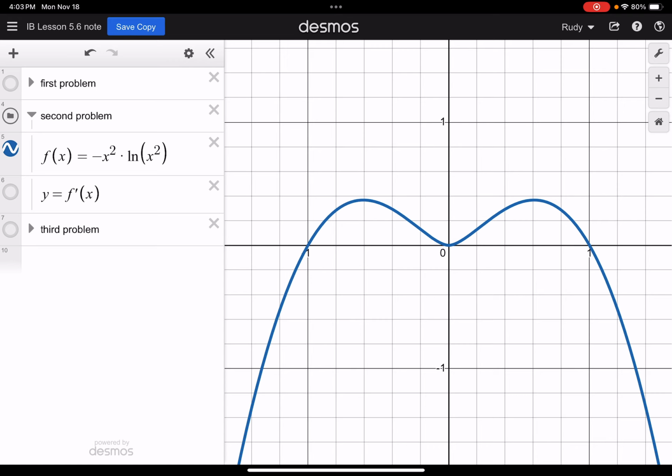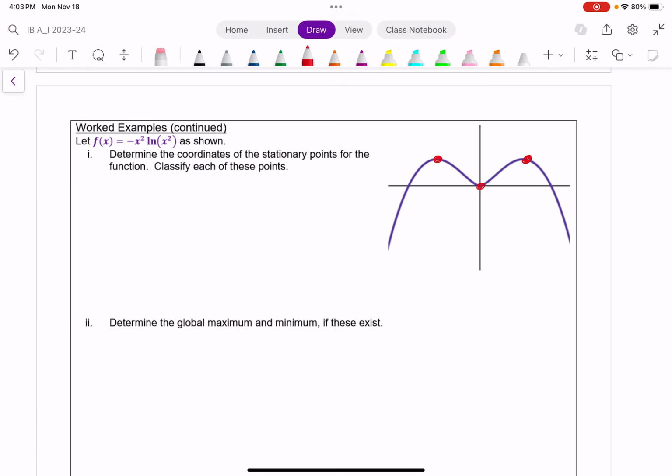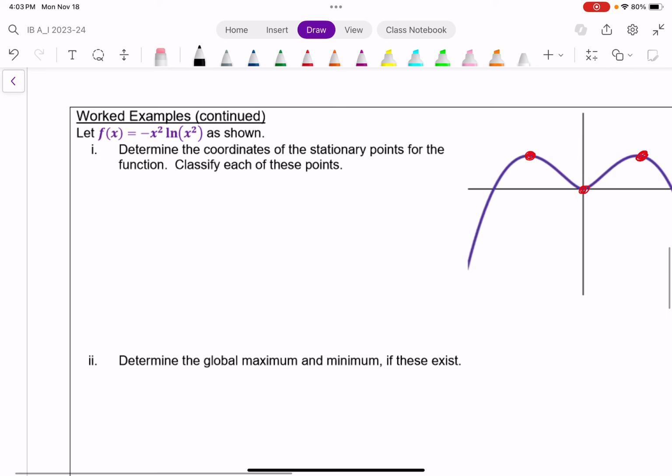Okay, and so just from looking at this, I can see there is indeed stationary points at these coordinates of plus or minus 0.607 approximately, both at a y value of 0.368. All right, so let me write that down, but there's something we gotta be careful about that seeming local min over there. But I'll hold you in suspense.